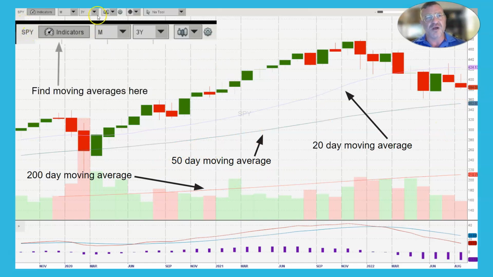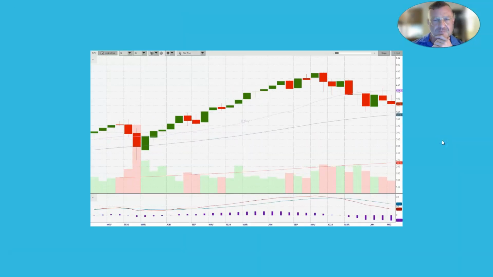Where would you find it? Well, in Tastyworks, you're going to find it here under indicators. I think Thinkorswim calls it studies. I've seen one particular brokerage that didn't even have charts. So if you don't have stock charts in your brokerage, then if I were you, I would get one that does. So you might have to click around. It might be called something different: studies, indicators, whatever it might be. But more than likely, you're going to find them.